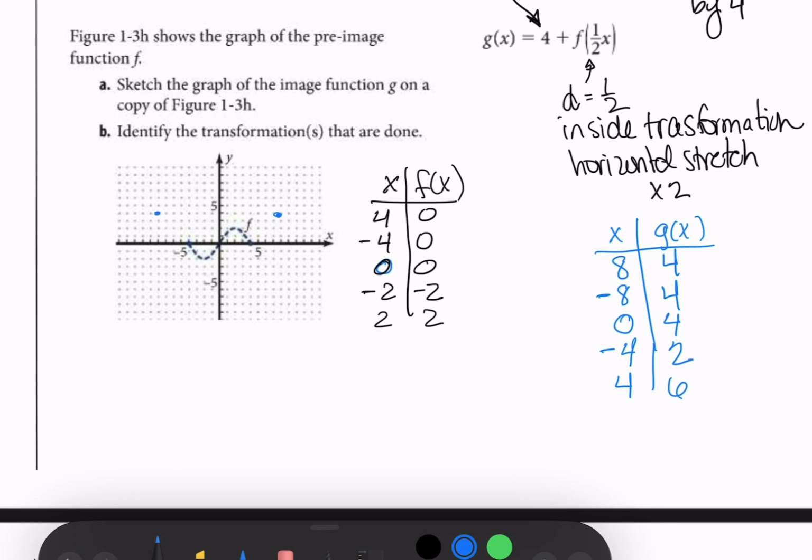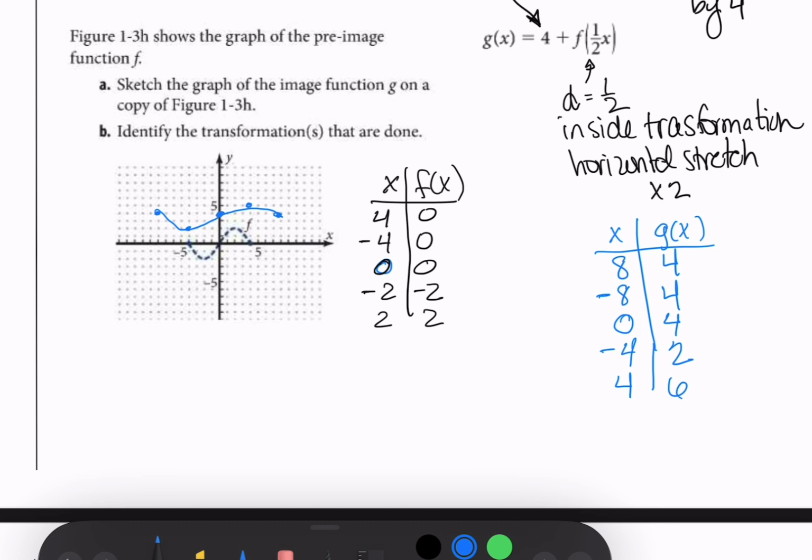Okay, 0, comma 0 becomes 0, comma 4, because it can't be stretched at all, but it can be raised up. And then my critical points, negative 2, comma negative 2. Well, I have to double that, so the input now becomes negative 4, and I need to raise that up 4 units, so the output now becomes positive 2. And my maximum over there, that 2, comma 2, I need to double the input, so it ends up being at 4, and then I need to raise it up 4, so that ends up being at 6. Should look something like that.